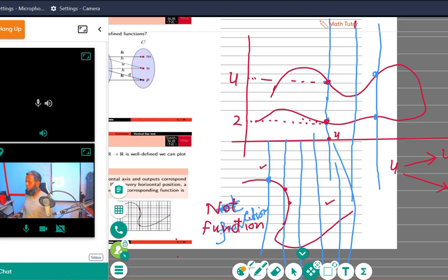A function has only one image. So if for one value of input, for one value of domain, there are more than one output, more than one image, then this is not a function. So what is the concept of the vertical line test? You should draw a vertical line; if any vertical line from any point of the graph passes through only one point, then it is a function. If it is not passing through one point, this is not a function. These two lines are not functions.